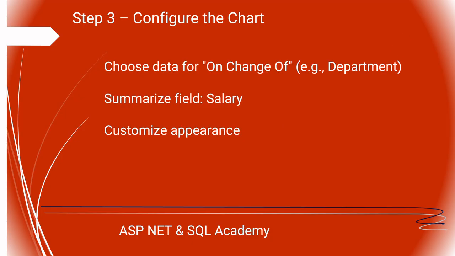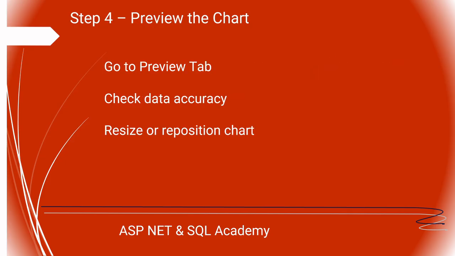Configure your chart by choosing a category for "on change of", for example, department, and a numeric field like salary to summarize. Customize colors and labels as needed. Preview your report to see the chart in action. Resize or reposition it for better layout and clarity.